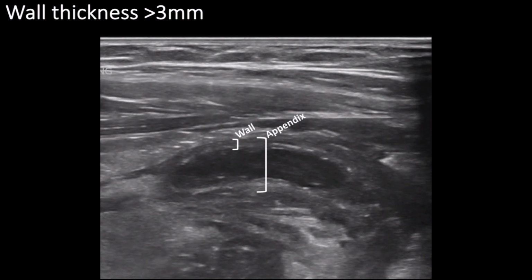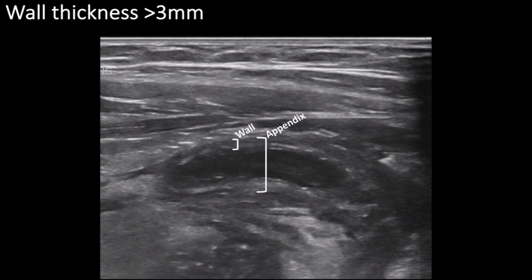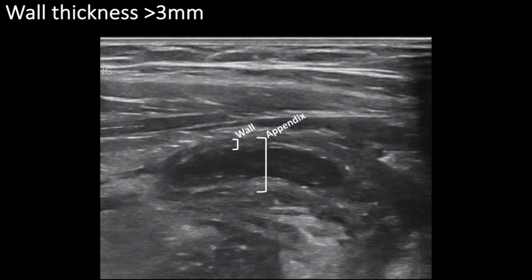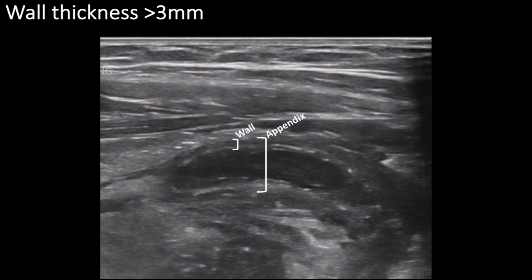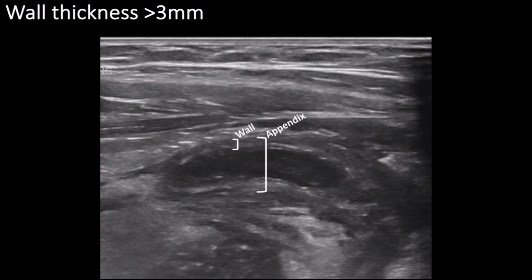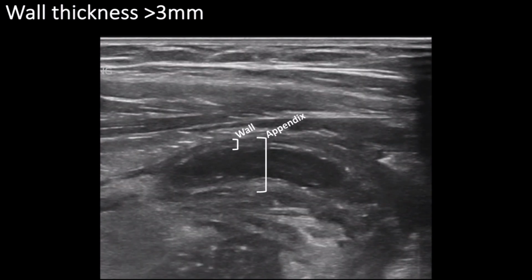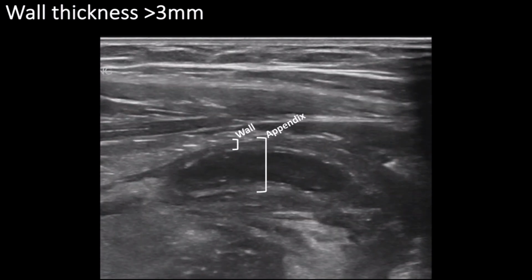The last finding I want to highlight is increased wall thickness. Studies often cite 2 to 3 millimeters as the upper limit of normal, with a measurement of 3 millimeters carrying the highest specificity. Example measurements of the wall and the appendix diameter are included for reference.